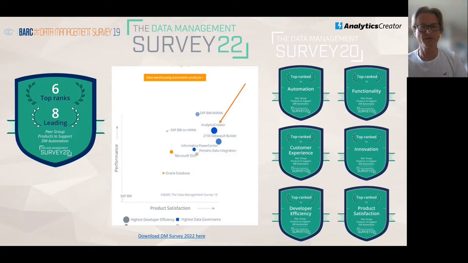These are some awards we won in the BARC survey, 2019, 2020, 2022, and the new BARC survey is approaching in some weeks, I think in October. We were always placed on the right edge, upper edge. It means that we are one of the best, maybe the best in this survey. This makes us really very happy. You can also read this survey. You can download it from our webpage. The 22 is available, and the 23 will be available in mid October.